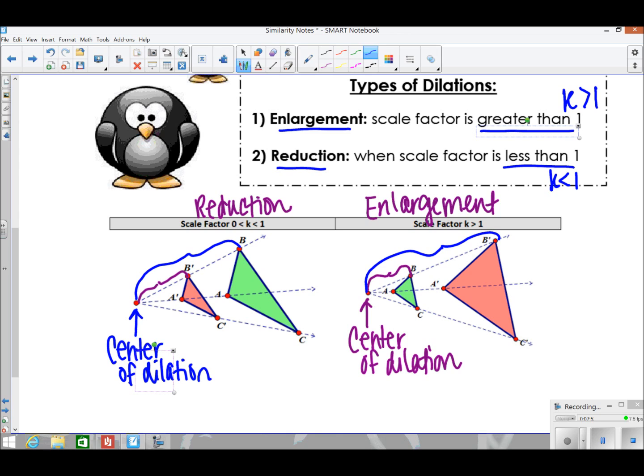So when we go to do these dilations, everything is based off of that center of dilation. That center of dilation is so important because that's what you're measuring from. So in order to make a triangle twice as big or half as big, depending on if you're enlarging or reducing, you're always going to start at the center of dilation and measure that distance to the original, and you're either going to double it, triple it, or maybe make it half as big, something like that.